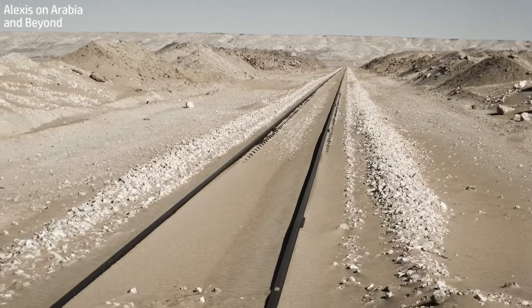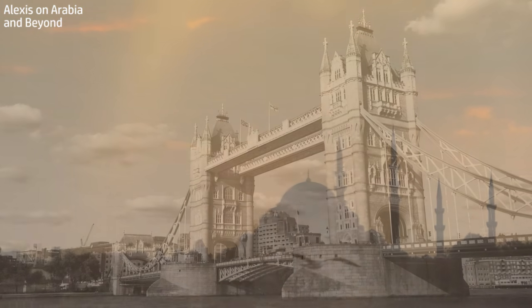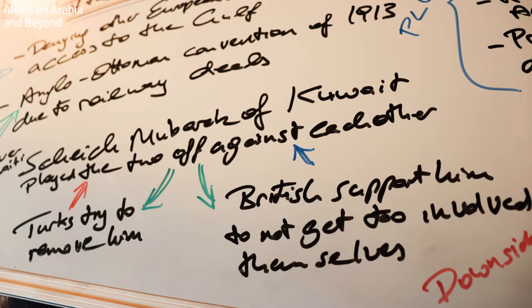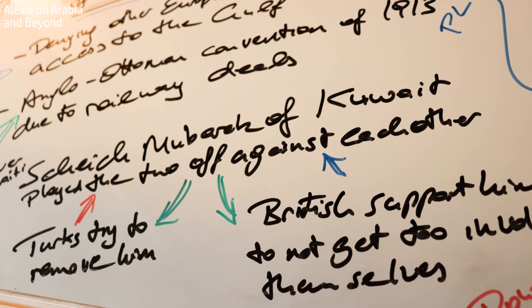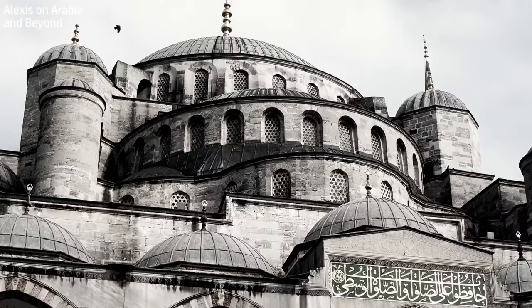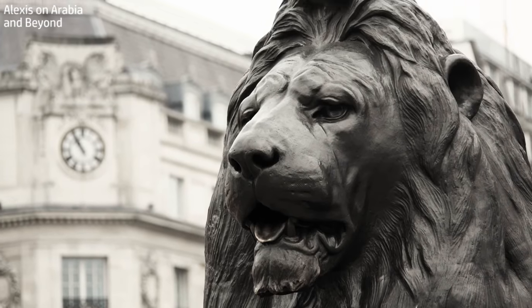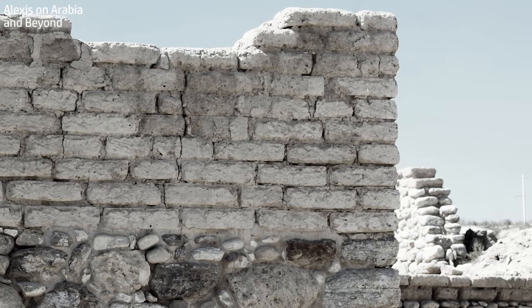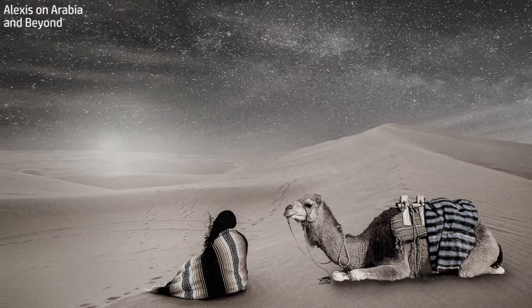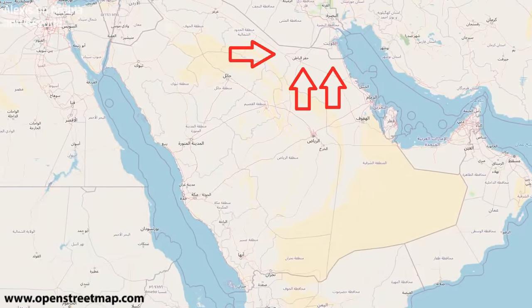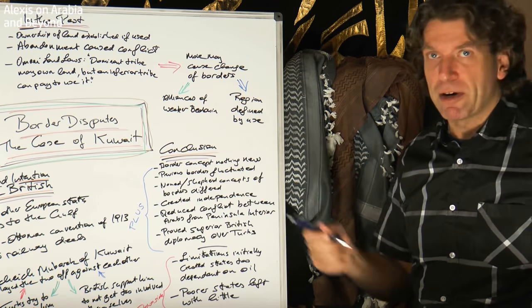Both the Ottomans and the British had their interests in the region, and Sheikh Mubarak of Kuwait knew how to play the two off against each other. The Ottomans would try to remove Sheikh Mubarak of Kuwait, but the British supported him. This support would also be in the form of creating borders which would prevent invasion from Arab tribes from the interior of the peninsula. And this brings us to the conclusion of our research.